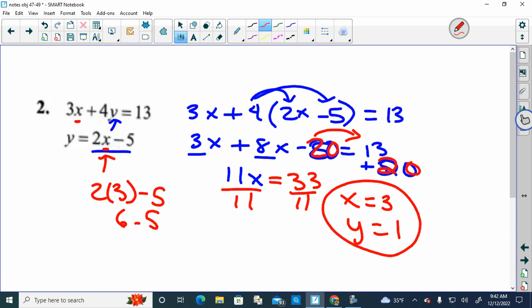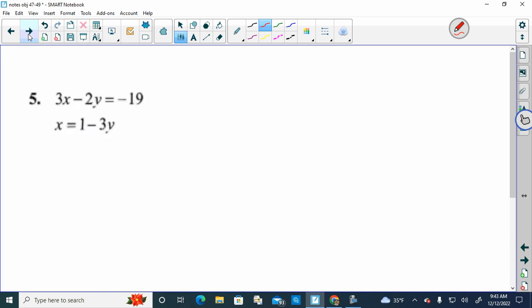Okay, so if I plug that in to check it with this one, 3 times 3 would be 9, and 4 times 1 would be 4. Well, is 9 plus 4, 13? Yes, so that means my answers are correct because it worked in both the equations. Okay, one more substitution. It's just a different variable this time, and then we're going to elimination.